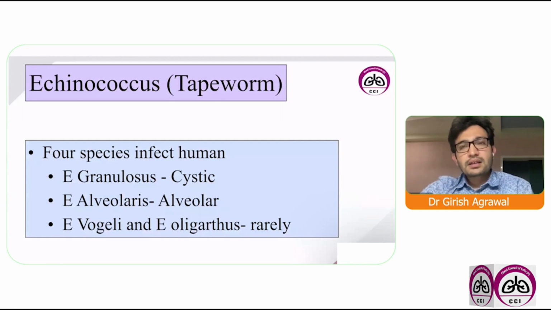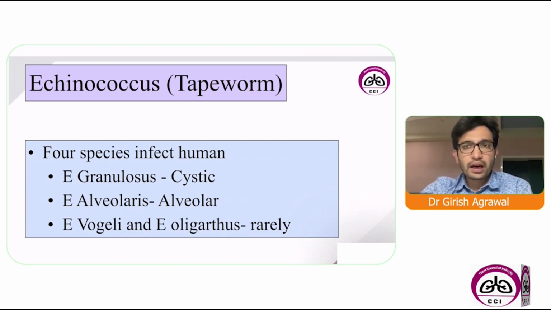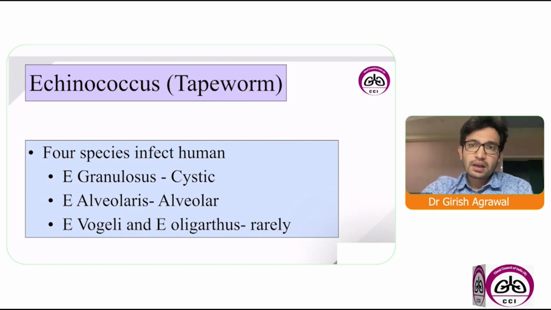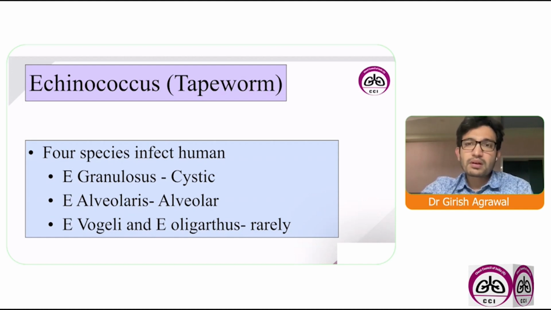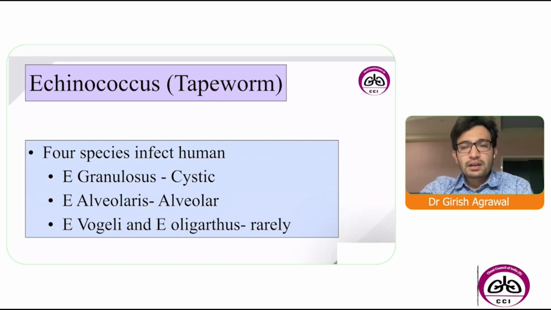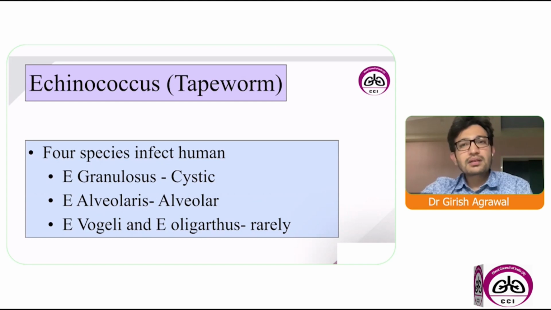So, hydatid cyst is caused by a tapeworm called Echinococcus. Basically, there are 4 species. Mostly granulosus and alveolaris are known to cause human infection. Granulosus causes cystic echinococcosis, and alveolaris causes alveolar echinococcosis. Our main focus in today's topic will be on granulosus, or cystic echinococcus, because it affects the liver, lung, and multiple systems. Alveolaris is predominantly in the liver, and extrahepatic involvement occurs in just about 1% of cases.